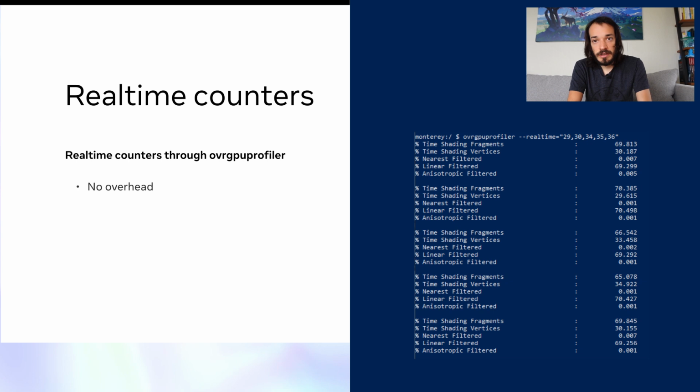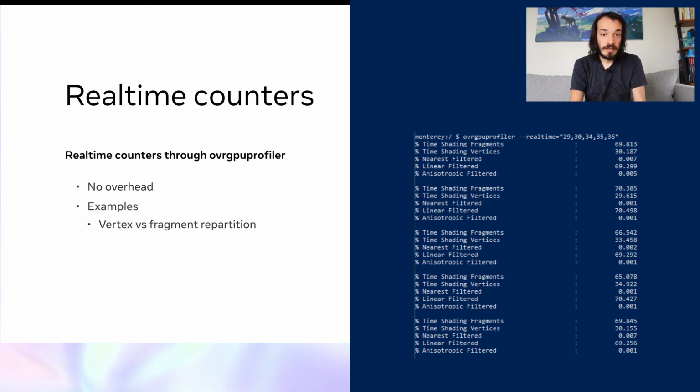This is on device. What we did is build a very simple command line interface tool called OVR GPU Profiler, and you can just access it through ADB shell. So when you type ADB shell, you now have a new command called OVR GPU Profiler. One of its arguments can be --real-time and then a bunch of real-time metrics. For example, if you ask for 29 and 30, you will get times shading fragments and times shading vertices. As an example, this is what you can get.